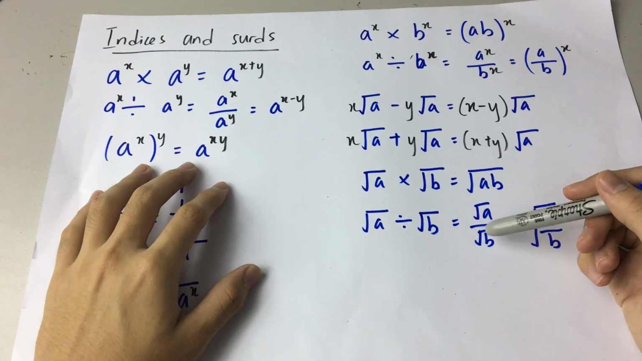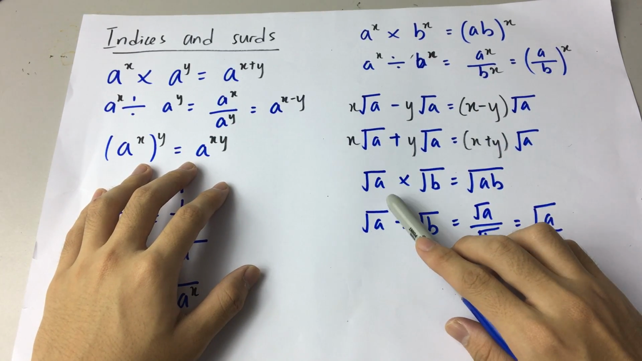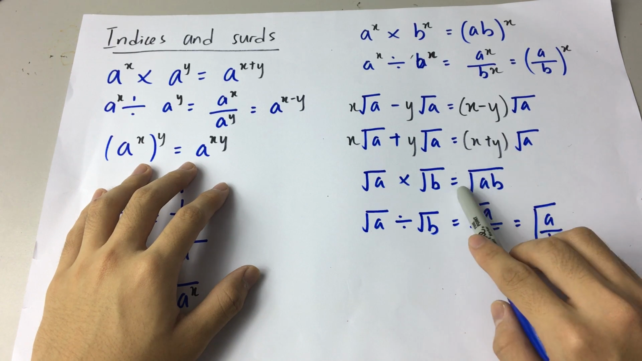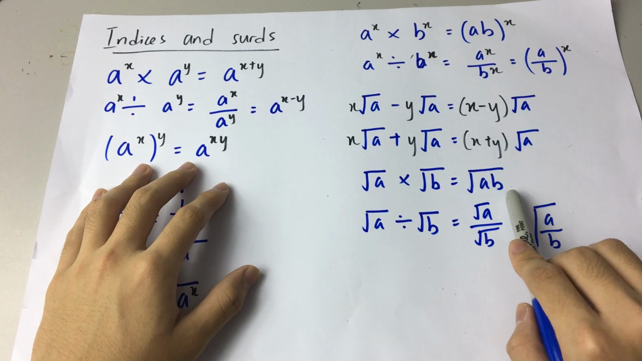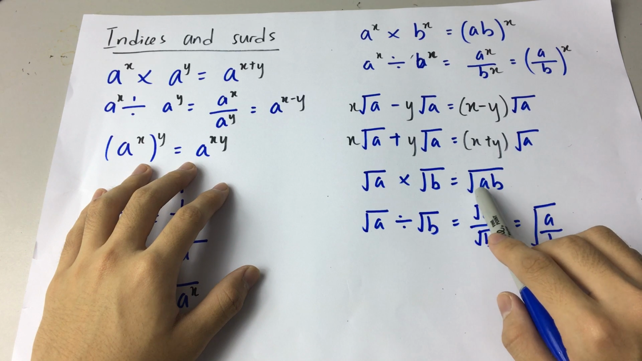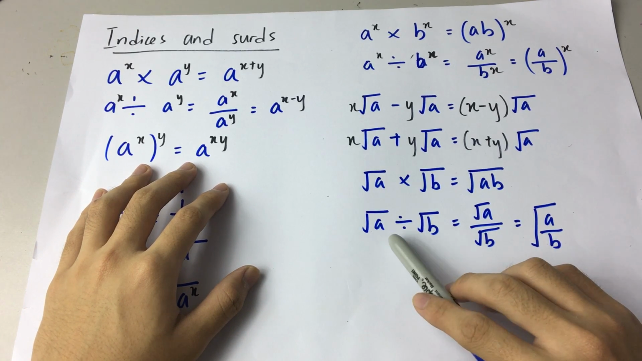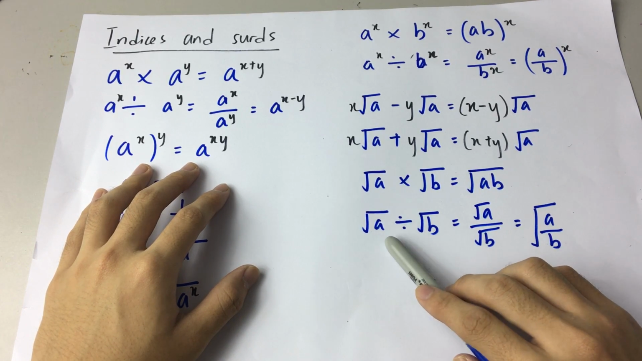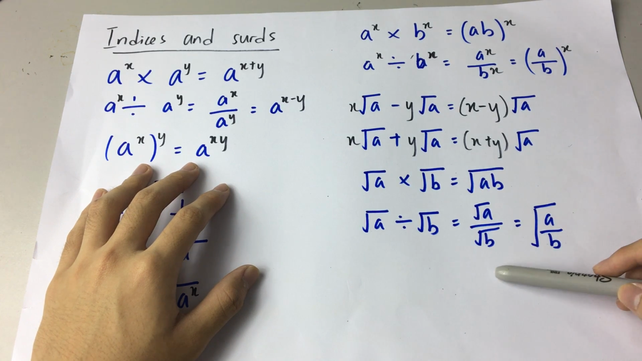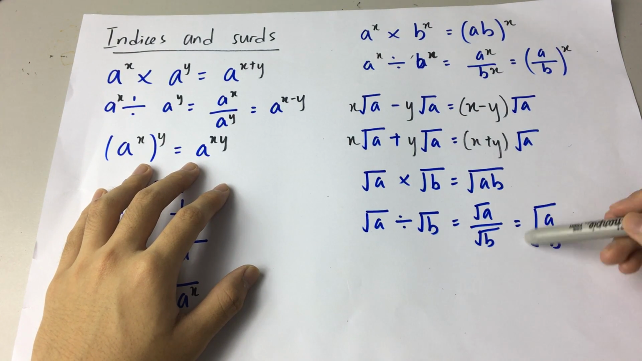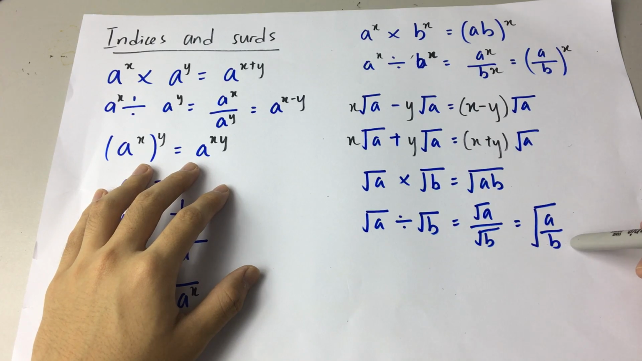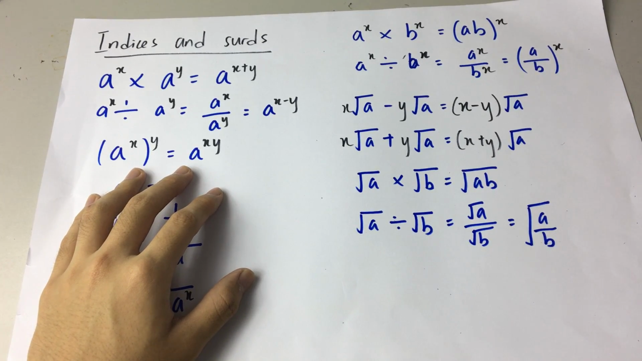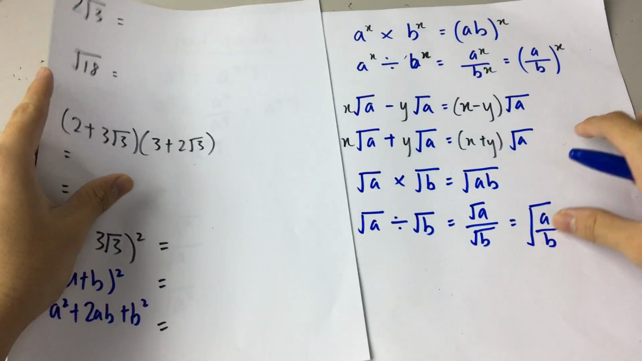When it comes to multiply, you see root a times root b, you get root ab. This is a rule you must follow. Then root a divided by root b also can be written like this, then you can root the whole fraction, a over b.